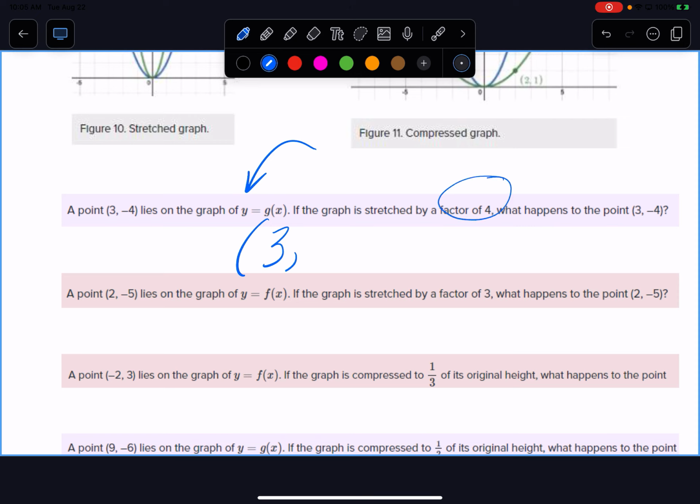Stretched by a factor of 4. You're right. You take your y value and times it to your y value, right, everyone? So you're right. It would be 3, -16. Pretty easy stuff. Everybody good?